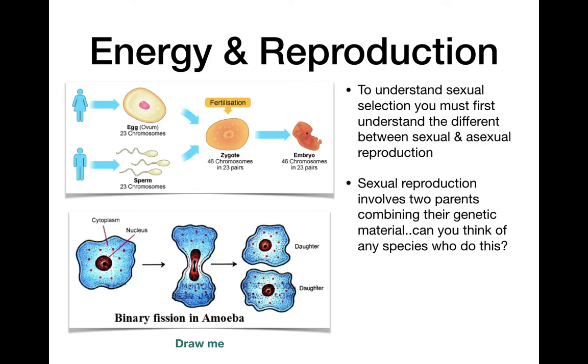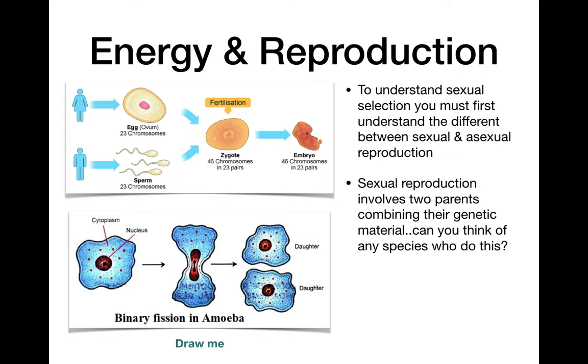Well, sexual reproduction involves 2 parents combining their genetic material. So we have parent 1, the mother, and the father combining their DNA to make a fertilized zygote, this is a fertilized egg, which produces an embryo, which eventually produces a baby. Which species do this? How many can you think of? Not just humans, but a few other ones. Try and think of a few other examples as well.